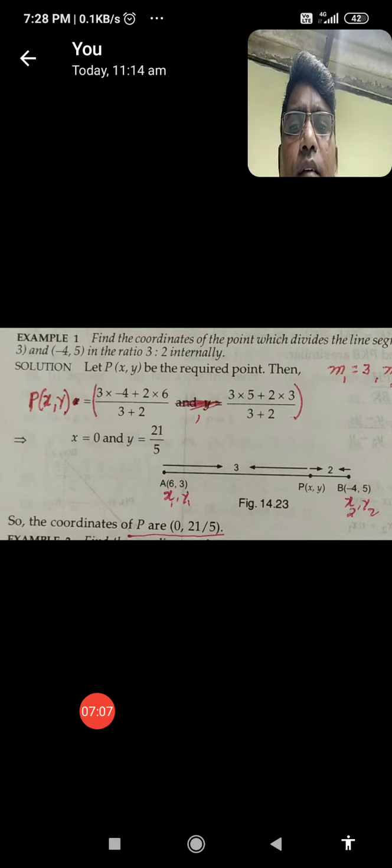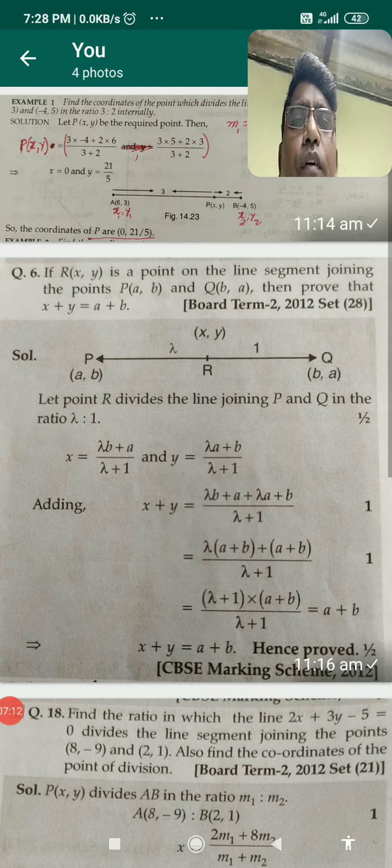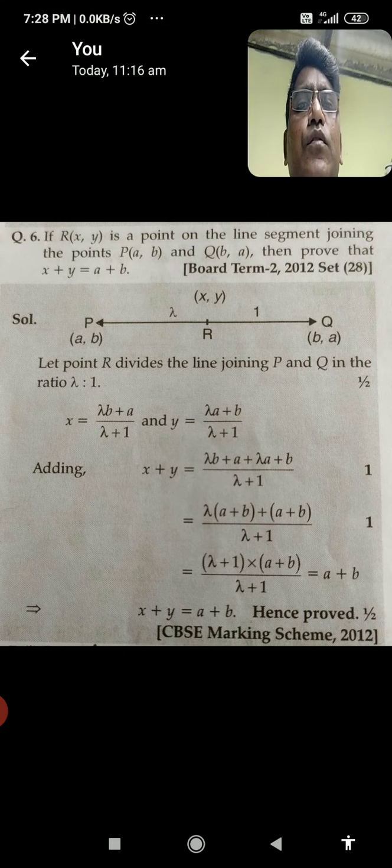And see here, so we are going to another question also. Here also we are taking the section formula only. If point R (x, y) is a point on the line segment joining the points P (a, b) and Q (b, a), then prove that x plus y equal to a plus b.